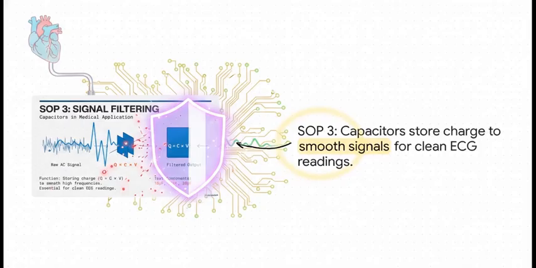Next up, SOP3, signal filtering. Now, in medical devices like an ECG machine, a clean, stable signal is absolutely non-negotiable, and capacitors are the heroes here. They act like these tiny little reservoirs of charge, absorbing spikes and filling in the dips to smooth out noisy signals and filter out all that unwanted high-frequency junk.